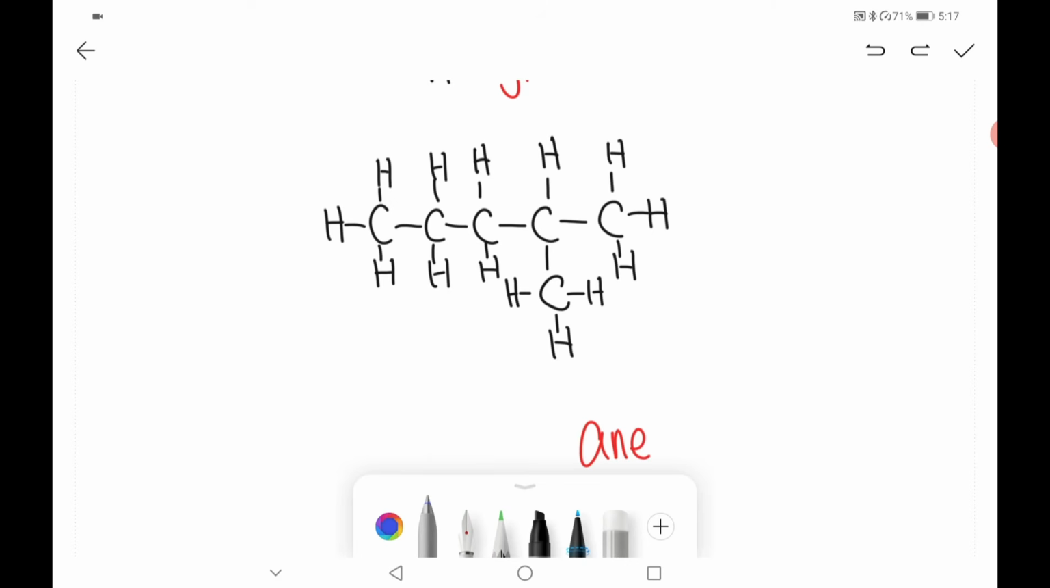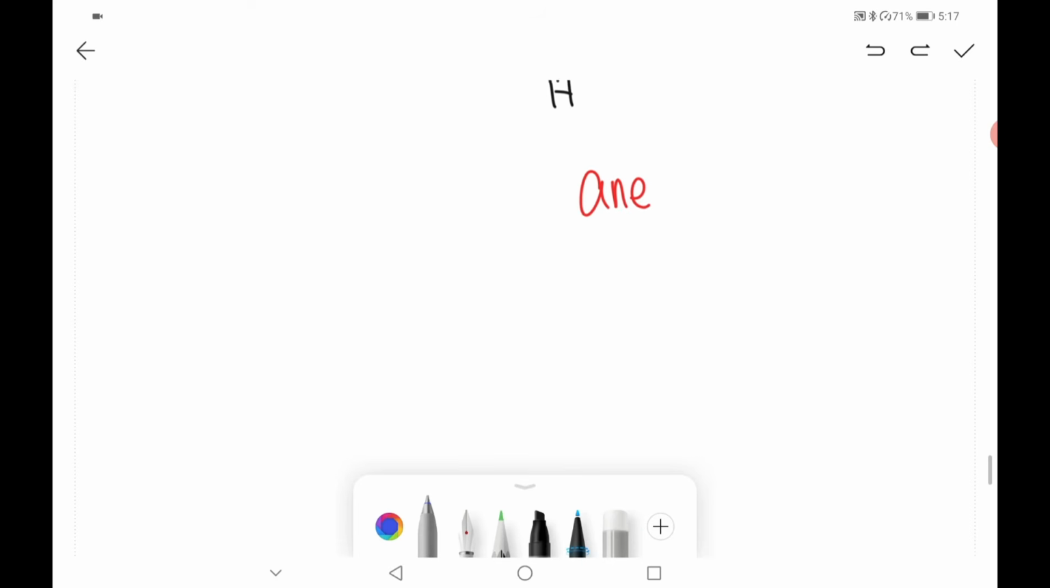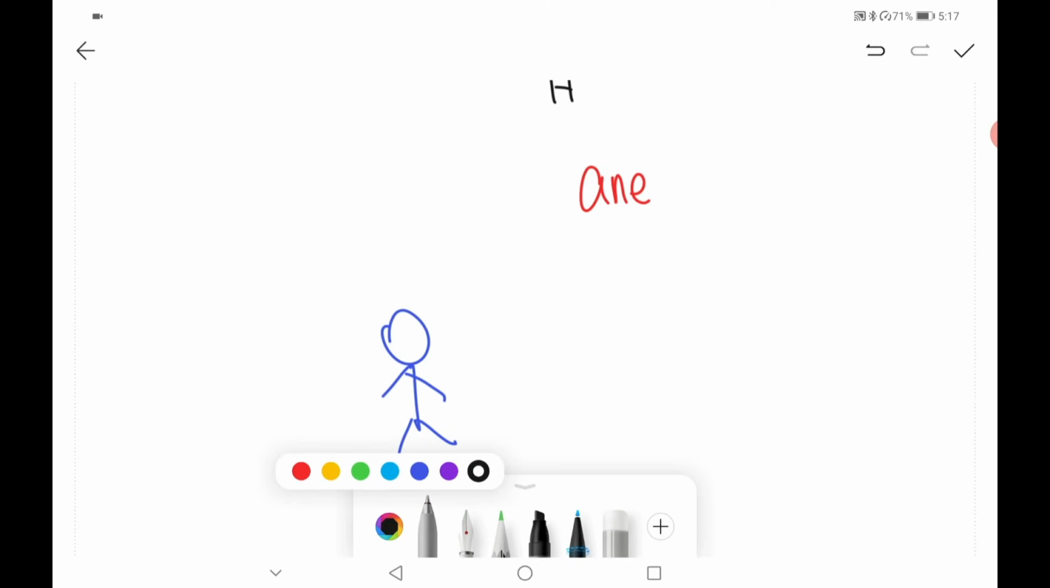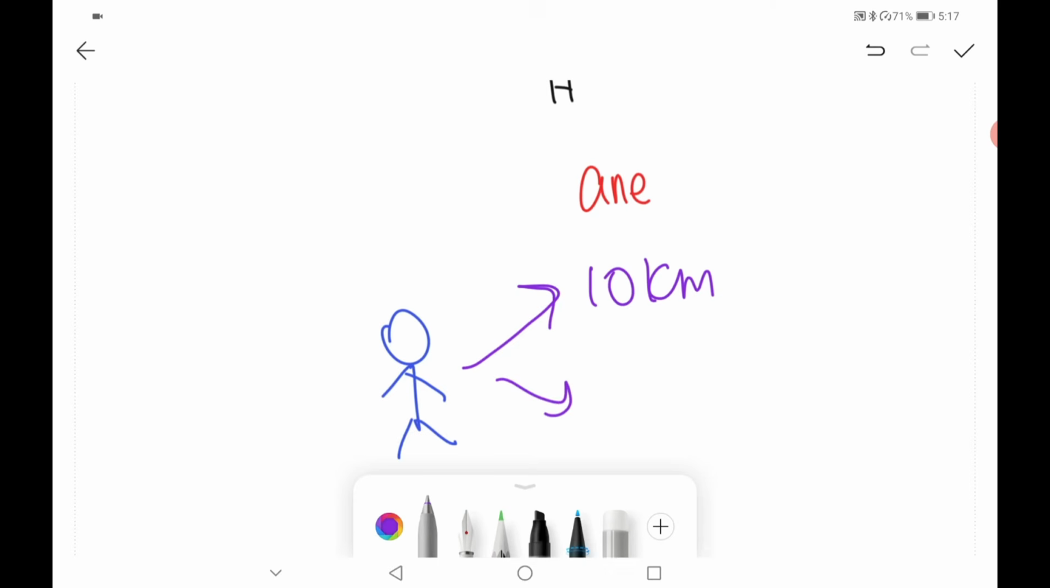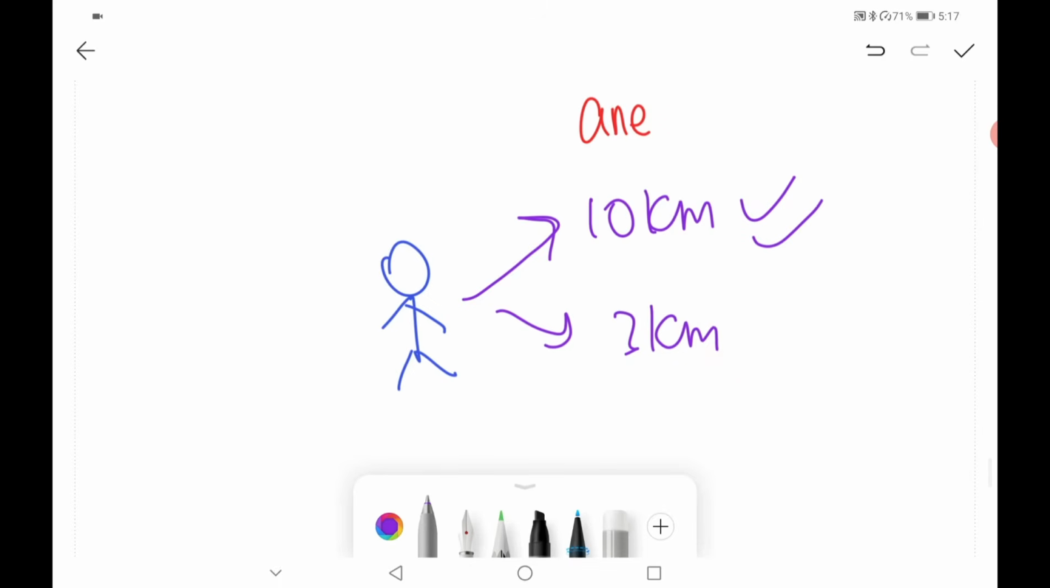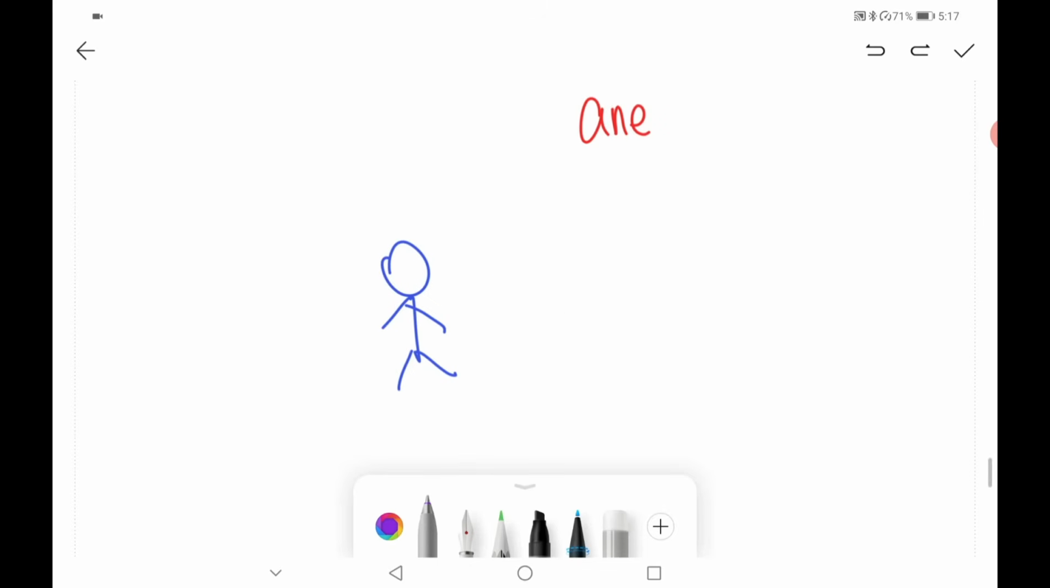So many will ask, sir, the longest is 5 carbon, here is 5 carbon, here also 5 carbon, which one should I choose? I will say anyone. Just imagine you are walking to a junction. If this road is 10 kilometer and this is 3 kilometer, you must choose the longest one, the 10 kilometer.